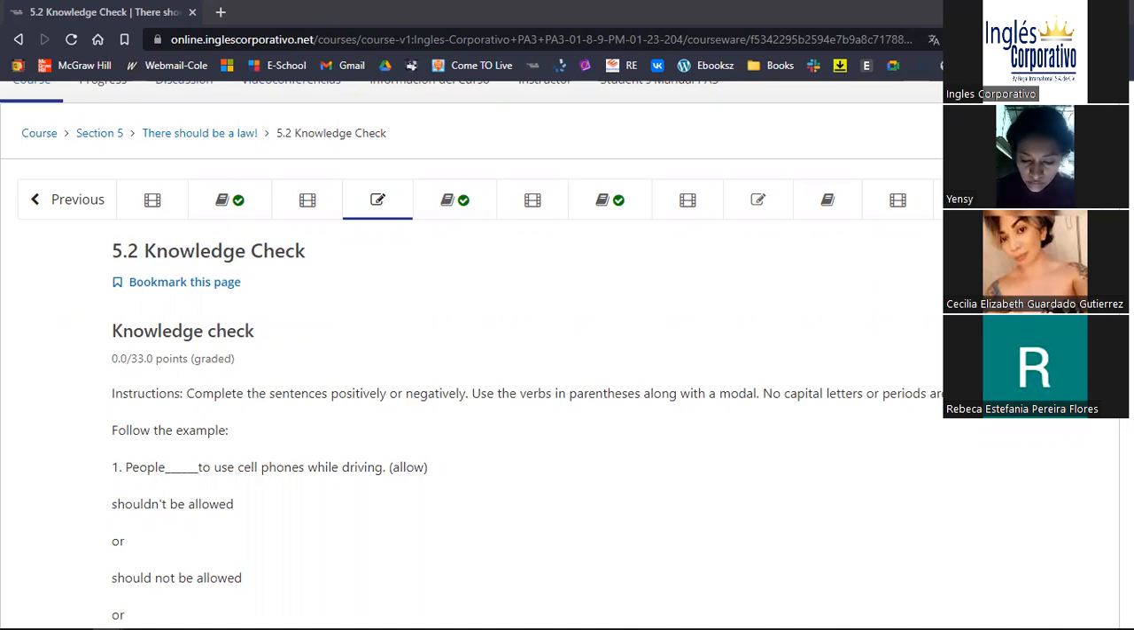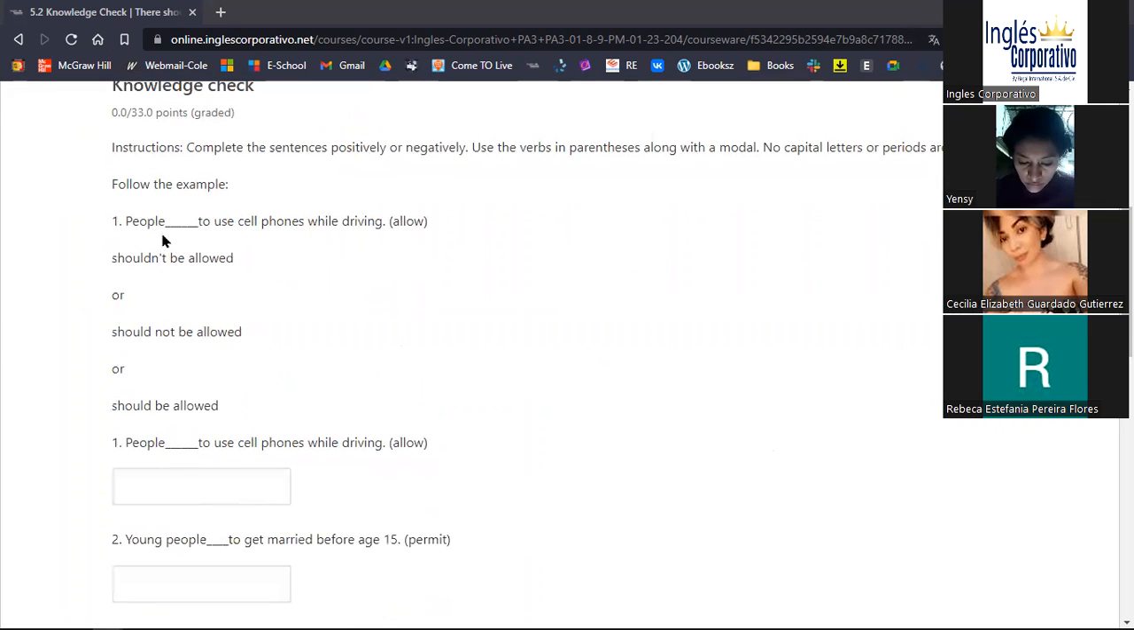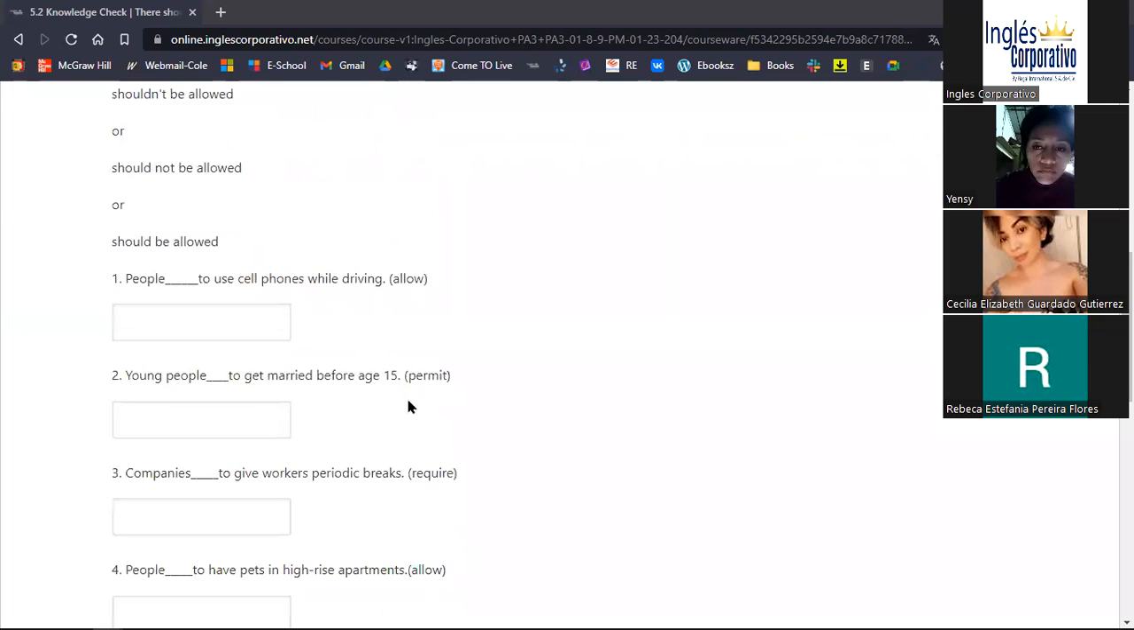So what about the first one? What do you think is the answer? You already have it here, right? People shouldn't be allowed to use cell phones while driving, or people should not be allowed to use cell phones while driving, or people should be allowed to use cell phones while driving. So here the idea is for you to go ahead and decide if you are going to use that verb, in this case, allowed, or you can use the ones in parentheses, right?